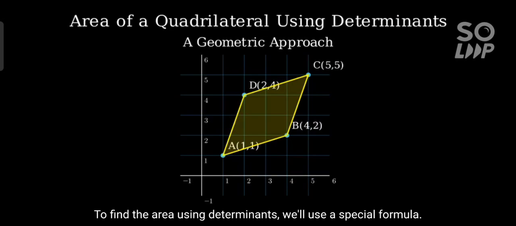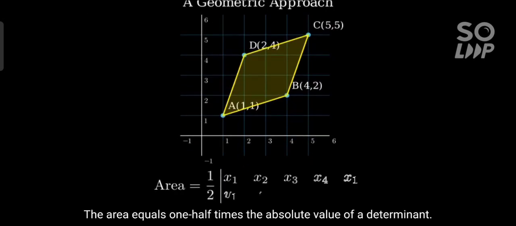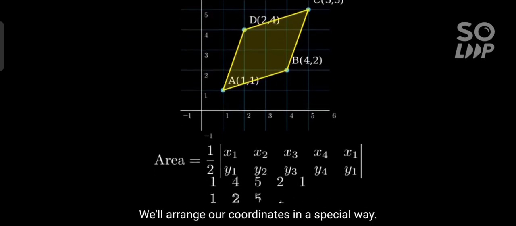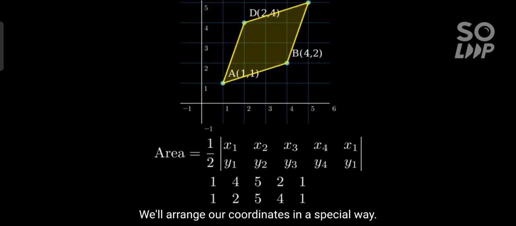To find the area using determinants, we'll use a special formula. The area equals 1/2 times the absolute value of a determinant. We'll arrange our coordinates in a special way. First, write all x-coordinates, then write all y-coordinates, and finally repeat the first point's coordinates at the end.